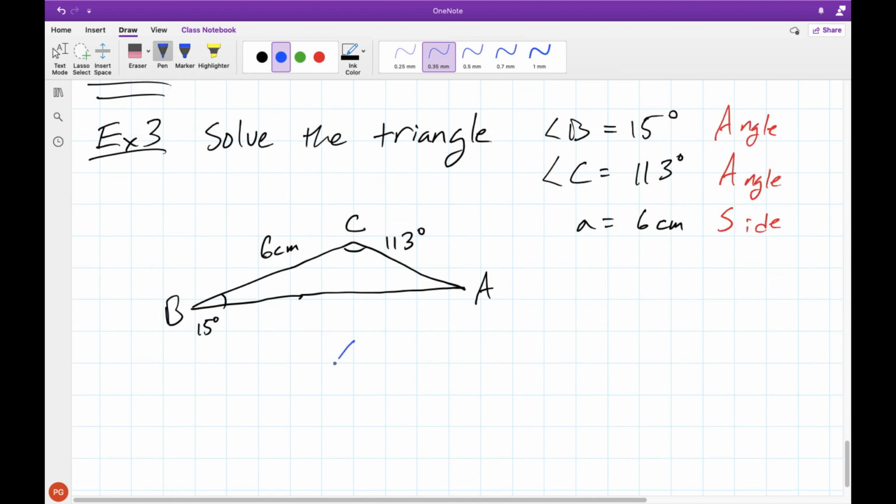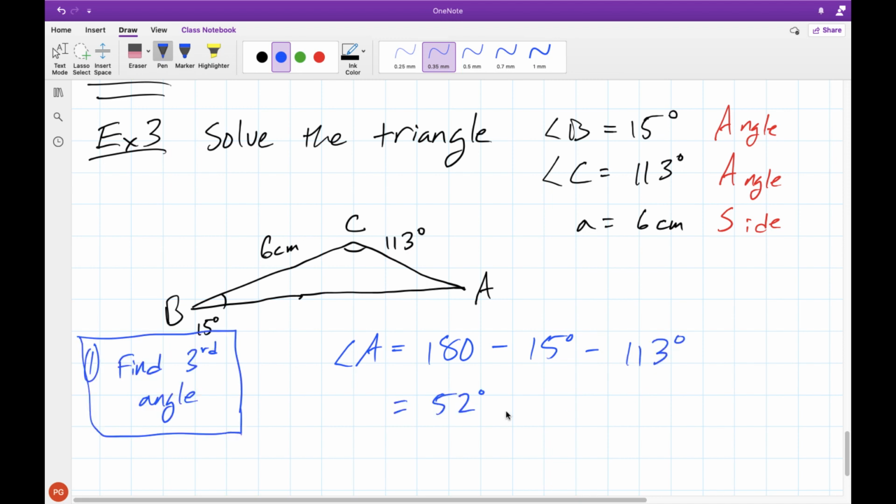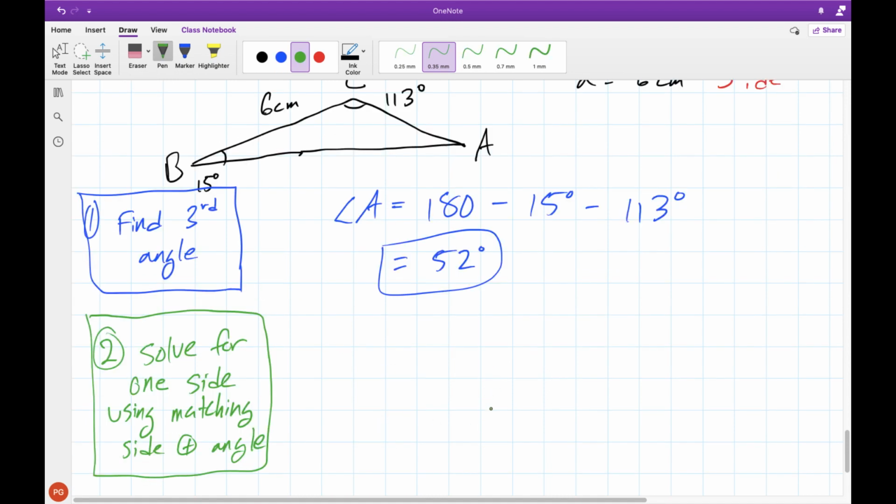Recall that our last angle plus our other two needs to be equal to 180, so 180 minus the two angles that we know should give us our last angle. This is always the first step in these angle, side problems: find the one missing angle. Our next step is going to use sine law. In this case, we're going to try and solve for one of our two missing sides using sine law.